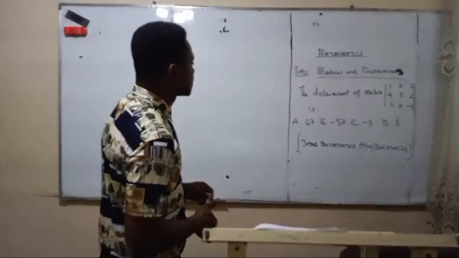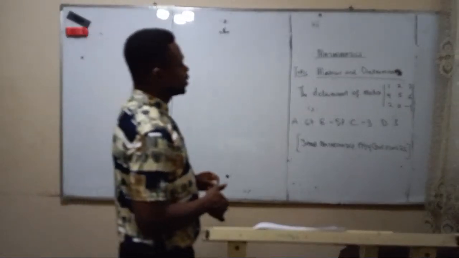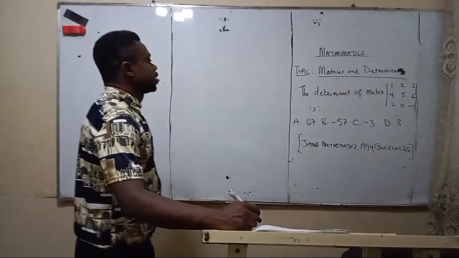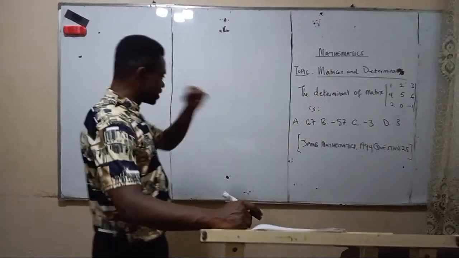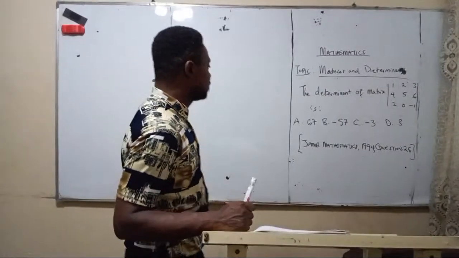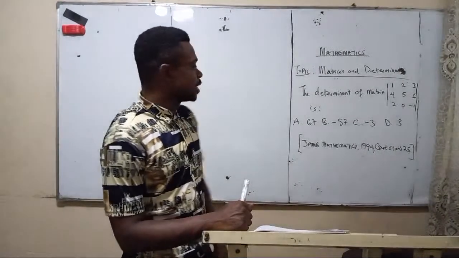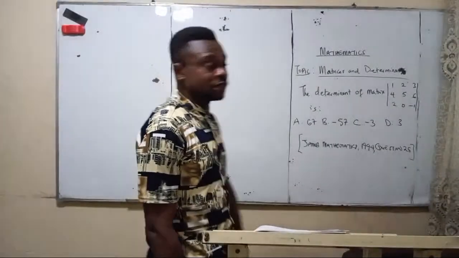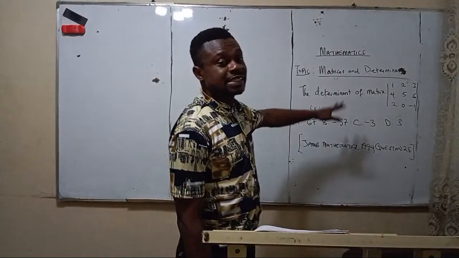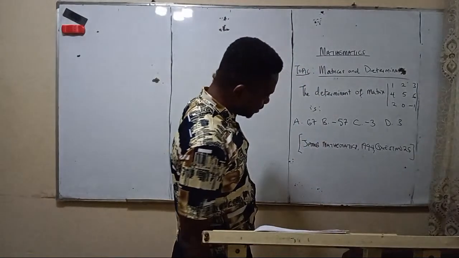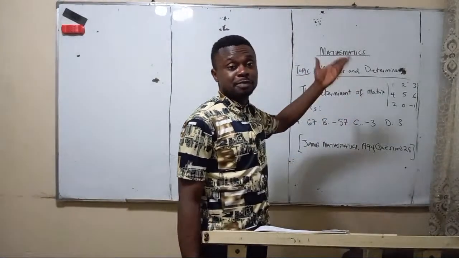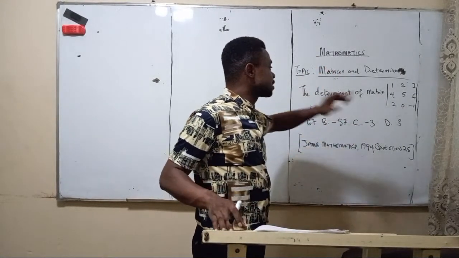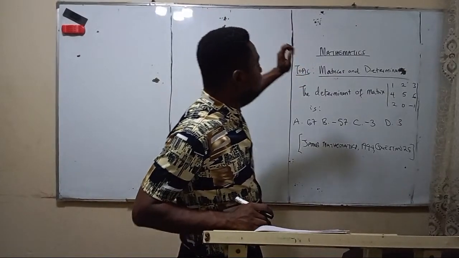The question says, the determinant of the matrix. The options are A, 67, B, minus 57, C, minus 3, D, 3. JAMB Mathematics 1994, question number 25. To determine this determinant, all you need to do is this. We can name this matrix X or Y, and we put the determinant to determine the determinant in magnitude and sign.